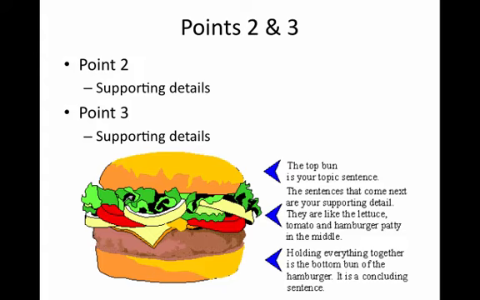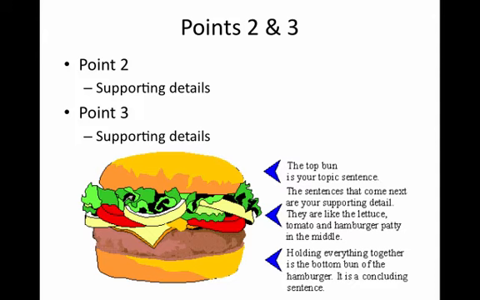The sentences that come next are your supporting details. They're like the lettuce, the tomato, the hamburger patty, the cheese, the onion, ketchup, mustard. So that would be your topic sentence and your supporting details. The fewer points and fewer supporting details you have, the less yummy your hamburger will be.